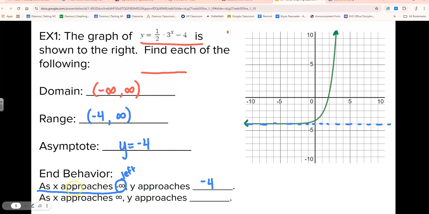When I see as x approaches positive infinity, that tells me to look at the right side of the graph. If I start here in the middle and I go towards the right side, am I going up forever, down forever, or leveling out at a number? Up forever, which would mean I need to put positive infinity right here. Okay, questions?